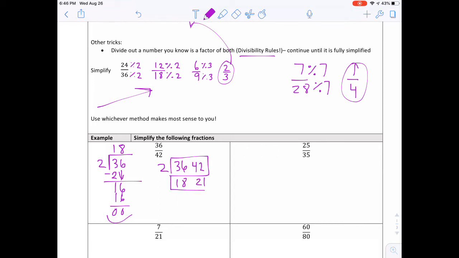18 and 21 are both divisible by 3, so we write the 3 on the outside. 18 divided by 3 is 6, and 21 divided by 3 is 7. You cannot divide anything else out of 6 and 7, so we're done. Just write 6 over 7, and there's your simplified fraction.